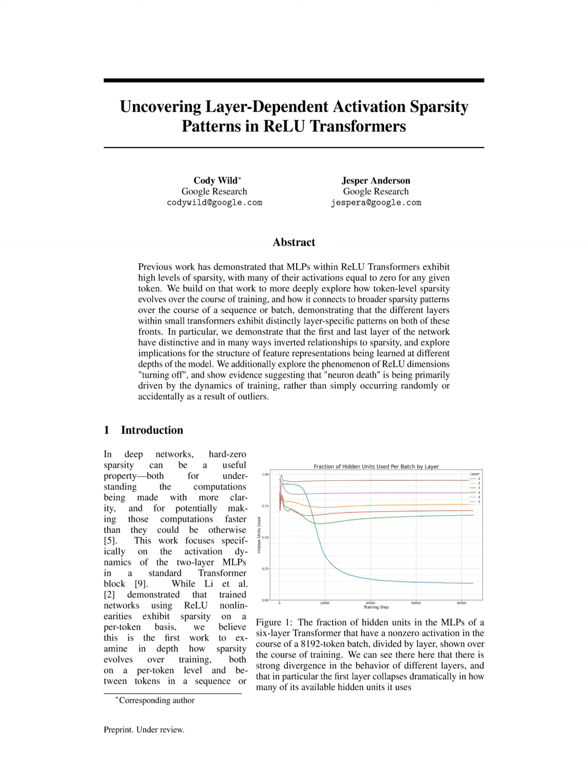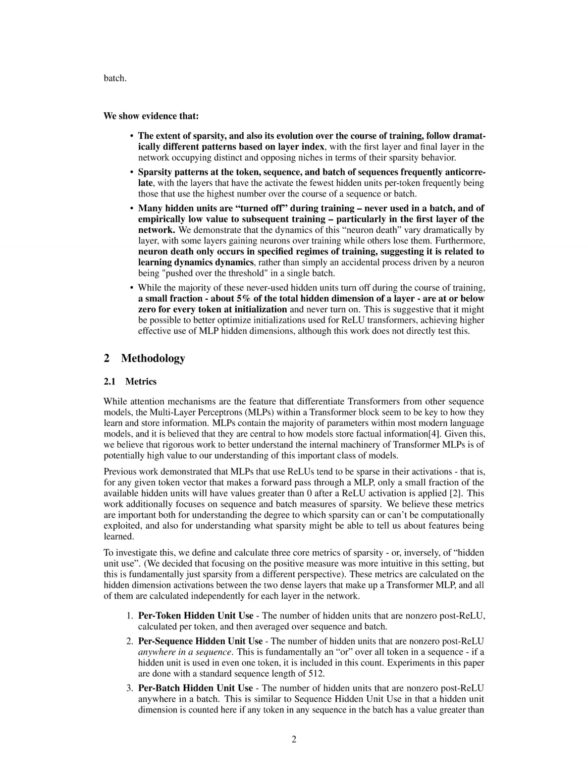The proposed method of examining sparsity evolution over training in this paper differs from previous works by focusing on the activation dynamics of two-layer MLPs in a standard transformer block, specifically looking at how sparsity evolves over training on a per-token level and between tokens in a sequence or batch. This work goes beyond previous studies by not only analyzing the extent of sparsity and its evolution patterns based on layer index, but also by exploring how sparsity patterns at the token, sequence, and batch levels frequently anti-correlate.